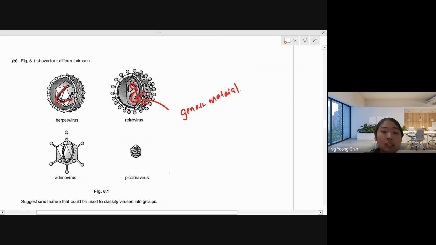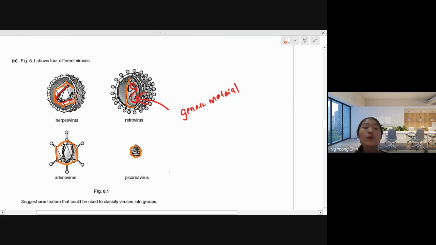And then inside it, the structure which covers the genetic material, there is the protein coat. So this is the protein coat. Protein coat is around here. You can see, this is the protein coat. This one. And also this.